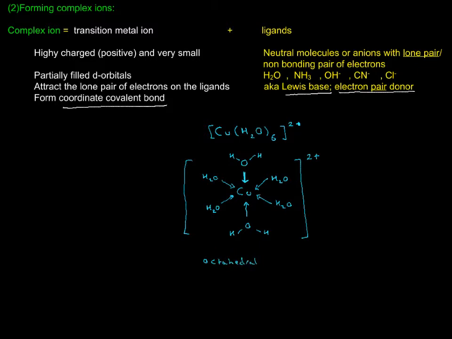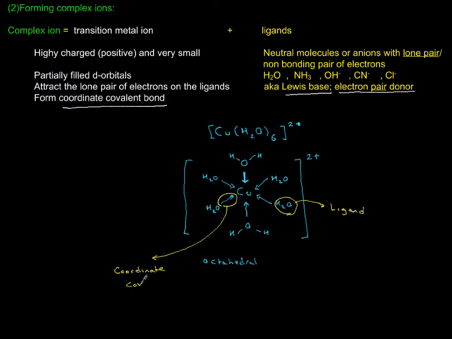Now let's just talk about a few things. H2O in this example, you should be able to call it a ligand. You should be able to define it. It's a molecule that has a non-bonding pair of electrons that is going to form a bond, and this bond is written by one arrow, and this is known as coordinate covalent.